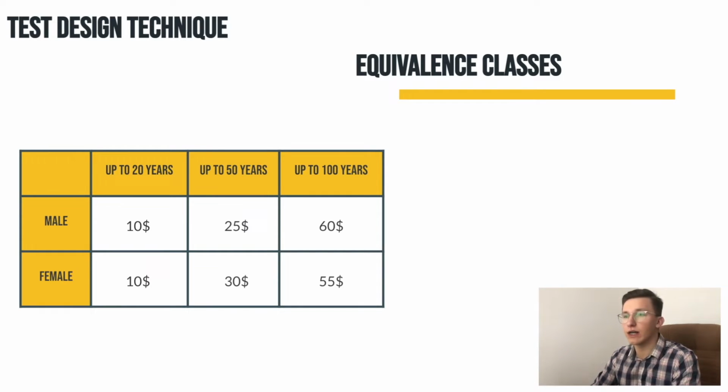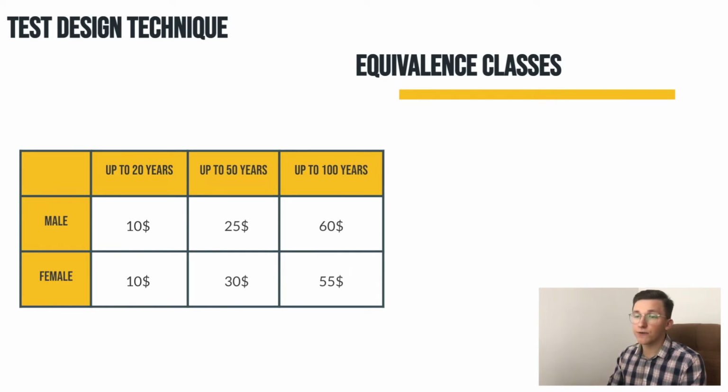Yes, let's try to identify it on this kind of example. From the left side you can see the table, which is the requirement table for an insurance app. For example, we want to sell insurance for male and female. It's the gender criteria for three main age types: up to 20 years, up to 50 years, and up to 100 years. Let's try to identify the equivalence class for one of the items inside of this table.